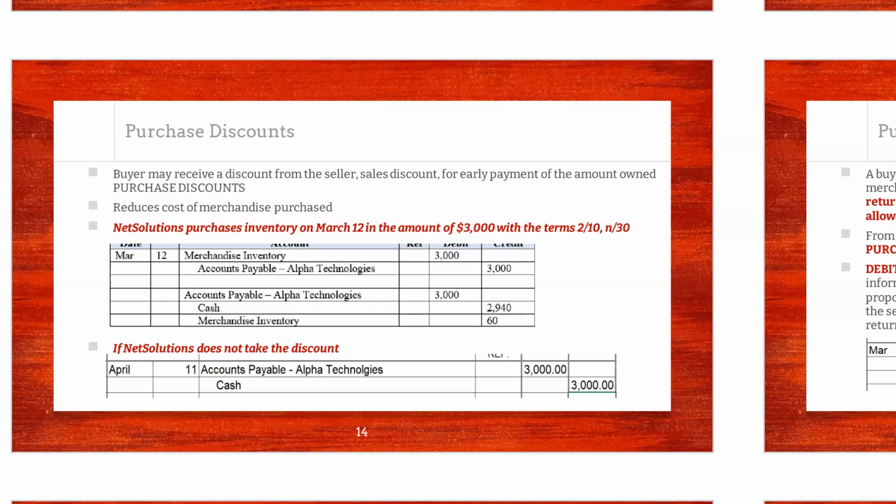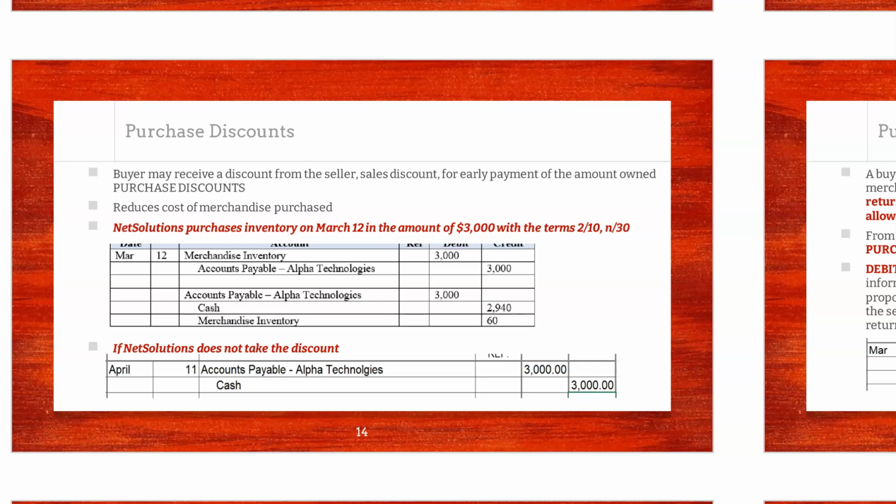Net Solutions purchases inventory on March 12th in the amount of $3,000 with the terms 2/10, net 30. We remember 2/10 means if you pay within 10 days, you get a 2% discount. Otherwise, pay within 30 days and you have to pay the full net amount. So when that purchase is made, it is written on the books as a debit to merchandise inventory and a credit to accounts payable.